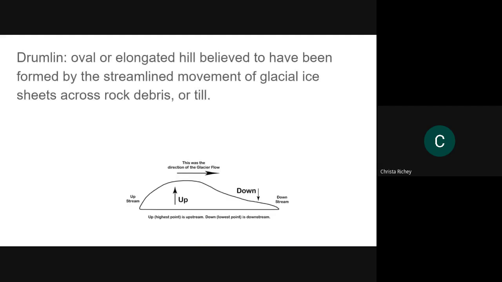Drumlin. They have some towns, especially in Europe, where the towns are built on top of the drumlin, and there's always a steeper side, and then there's a more gentle slope. It shows you specifically the direction, because whichever is the higher side of this hill, this drumlin, that's the direction that the glacier came from.